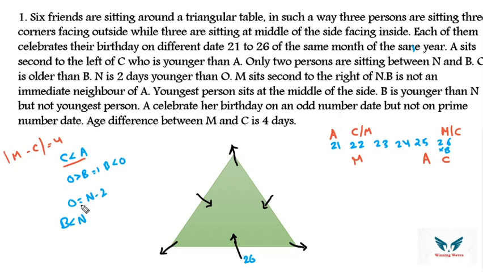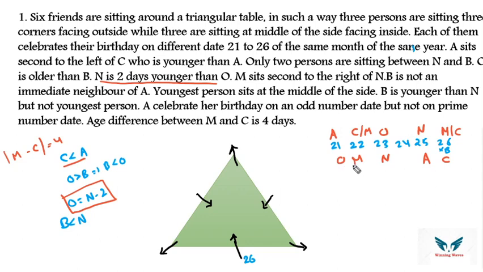Then already it is given that N is 2 days younger than O. So here if you put O here, here it will be N. If you put O here, there is no chance for N. O, N, no chance. So put O here and put N here. Similarly here, O, N. N is 2 days younger than O.